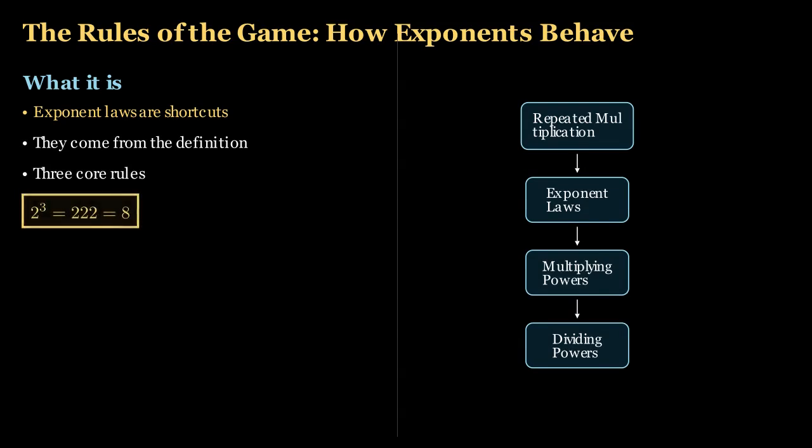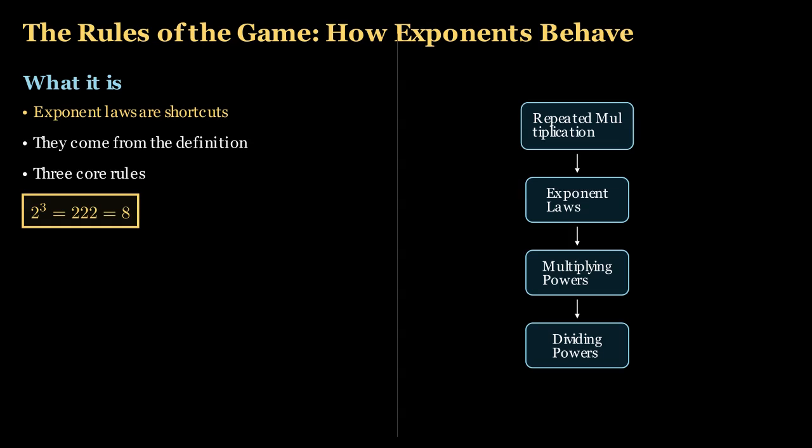The exponent laws are just shortcuts that let you combine powers without writing out every single multiplication. They aren't new magic rules, they're just the natural pattern that falls out of the definition of repeated multiplication. Today we'll look at the 3 most important ones: multiplying powers, dividing powers, and taking a power to another power.